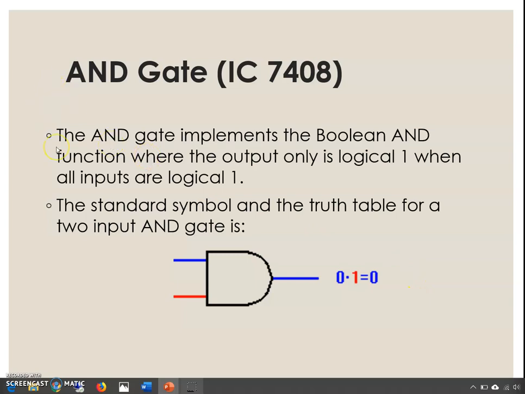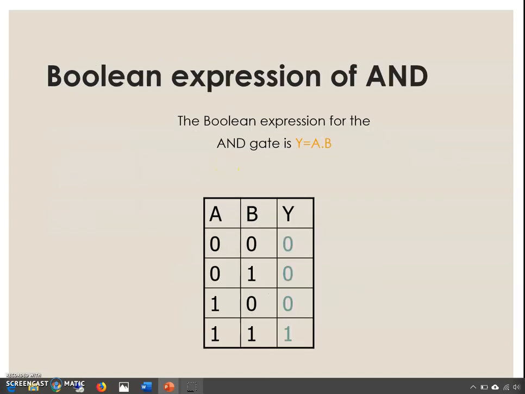Now, for every logic gate, we have ICs available in the market, and we can directly use them to implement the logic for that particular logic gate. So AND gate has IC 7408, which is a 14-pin IC, and it has quad. Quad means 4 AND gates can be realized out of this IC. Quad 2-input AND gate.